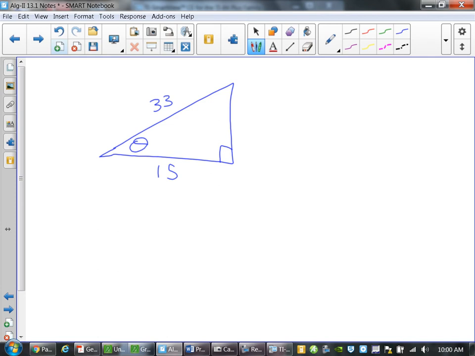If I needed to find my angle measure here, I know that I have that angle, and I have 2 side lengths. In relationship to that angle, what are the 2 side lengths? Adjacent and hypotenuse. Good. So this is an adjacent. That's my hypotenuse. What trig function is adjacent and hypotenuse? Cosine. So that means that the cosine of some angle is 15 over 33.